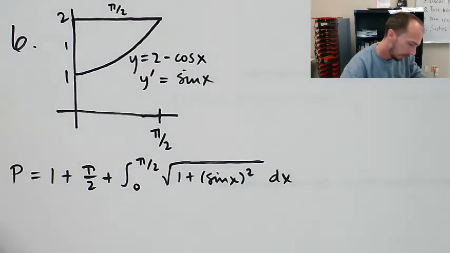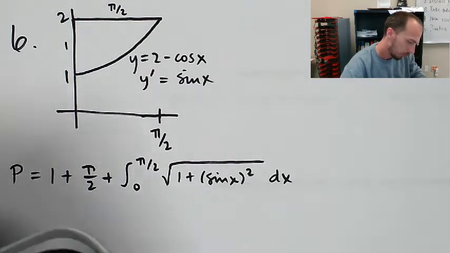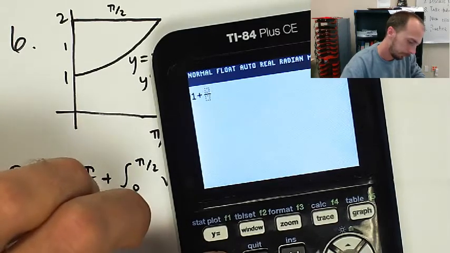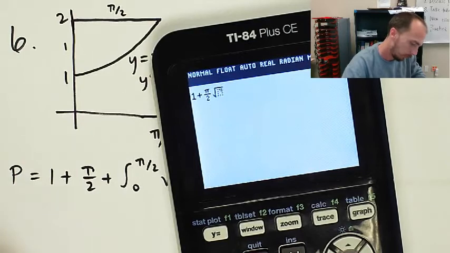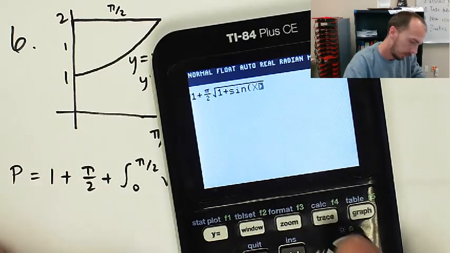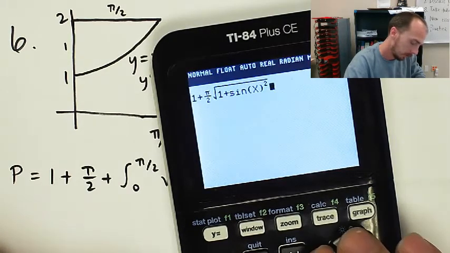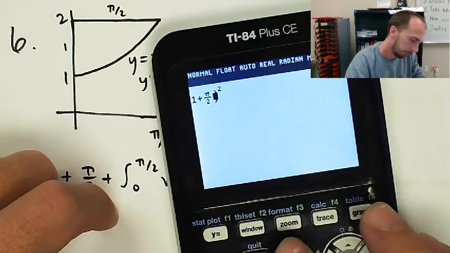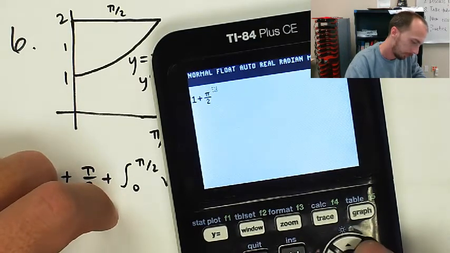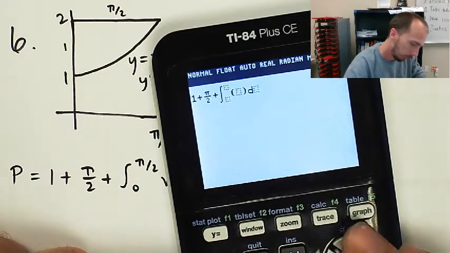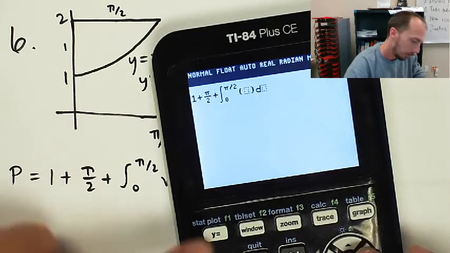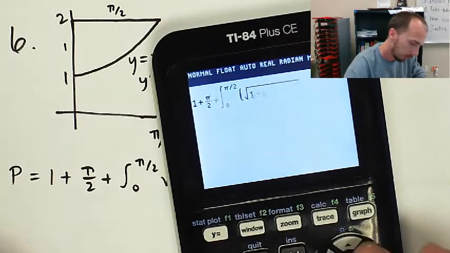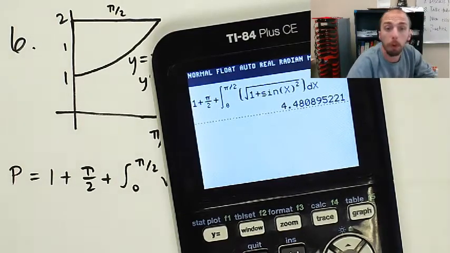So, let's see. So 1 plus pi over 2 plus the integral from 0 to pi over 2 of the square root of 1 plus dy/dx, which was sine of x, squared. Okay, that's a little frustrating, but it's all right. What can you do? dx. That's going to be 4.481.